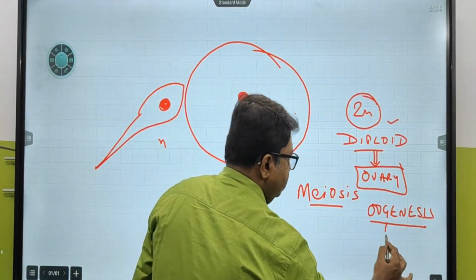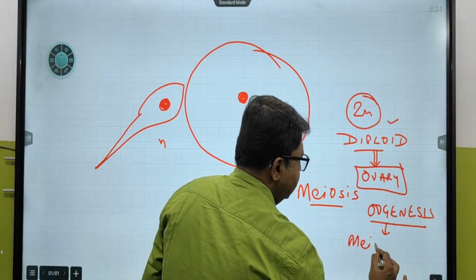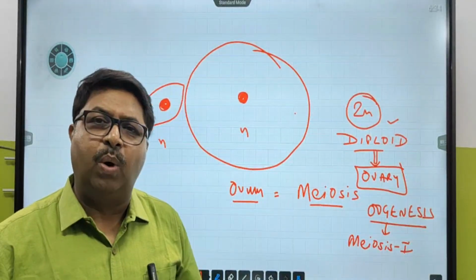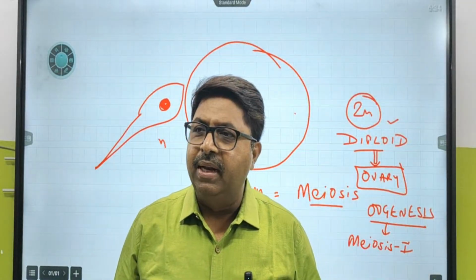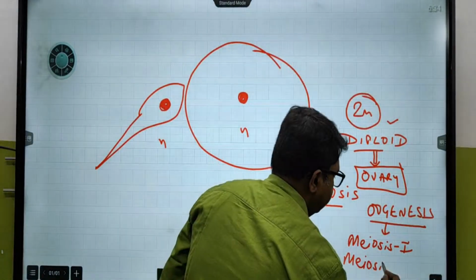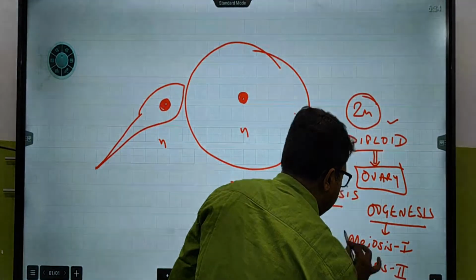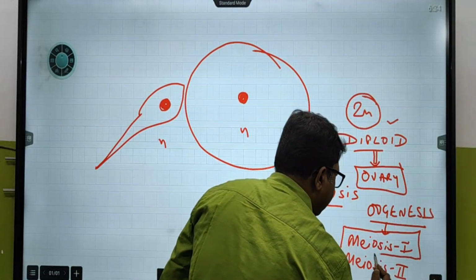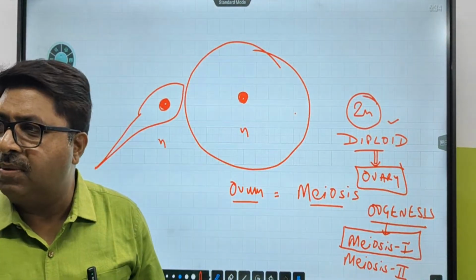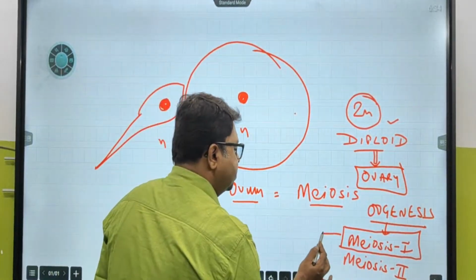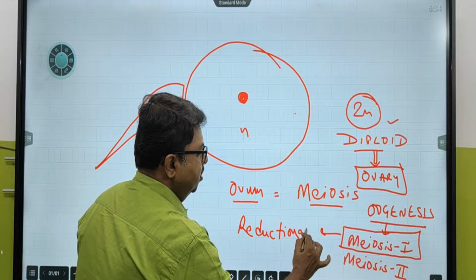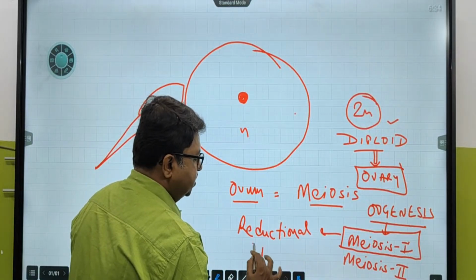The process of oogenesis is possible with the help of meiosis 1, and then we need the help of meiosis 2. So I think the basic idea you have already got. Which one is the real meiosis, or reductional division? It is meiosis 1, which is called the reductional division.